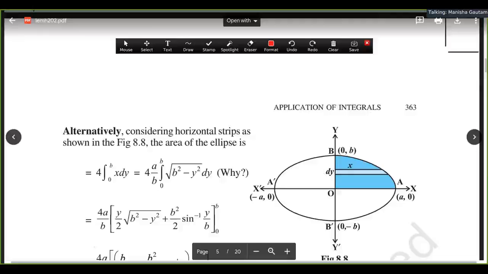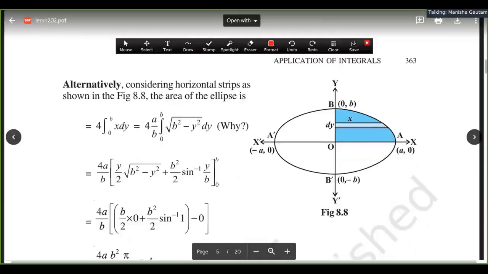The same question can be done by taking a strip parallel to the x-axis. Now you can do it.